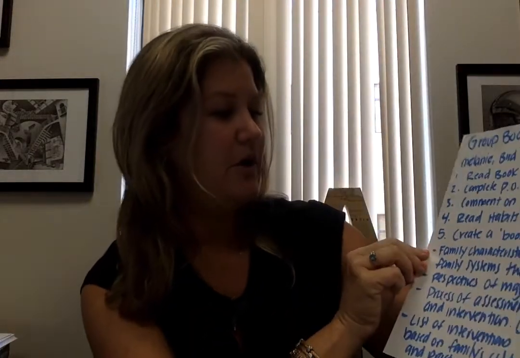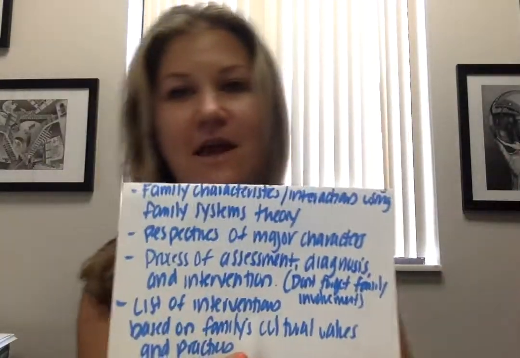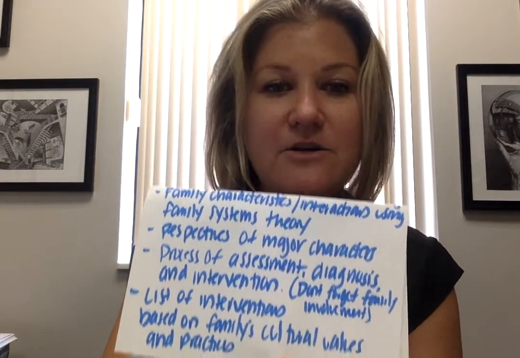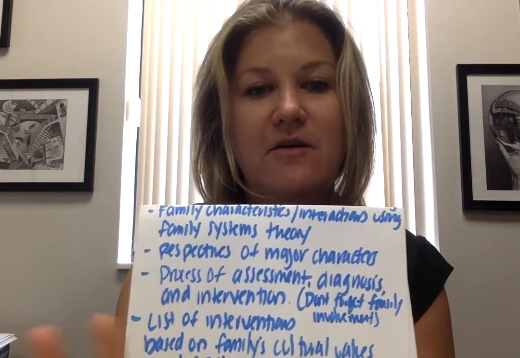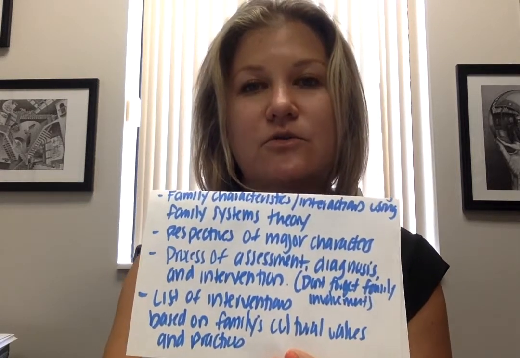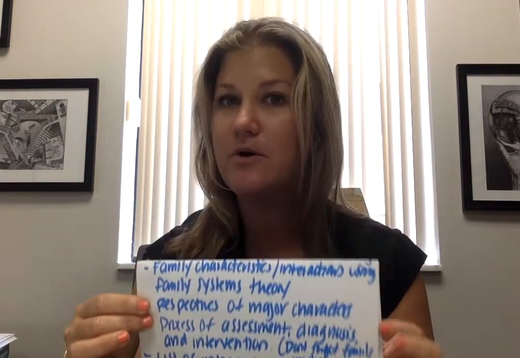All right, so you're going to create a book, and it's going to include the following information. So let's make this easier for you. First, the family characteristics and interactions in the book using the family systems theory and the model and the family cultural values and practices. So the family systems theory is in your book, and I also have a hyperlink to what that is. You can Google it if you want to, but you should know because it's been discussed in your book throughout. So I want you to discuss the characteristics and interactions in the family using this model.